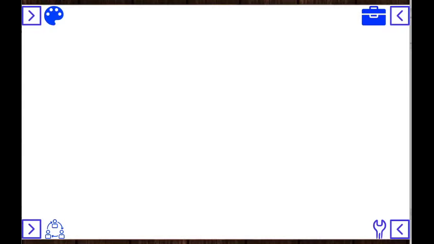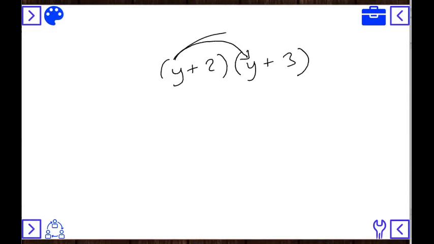So with this question, y plus 2 multiplied by y plus 3, I'm going to use, first of all, the claw method, that y times y and y times 3. Everything in the second bracket is being multiplied by y. So I get y squared plus 3y. Now multiply everything in the second bracket by 2. 2 times y and 2 times 3 gives me 2y add 6.